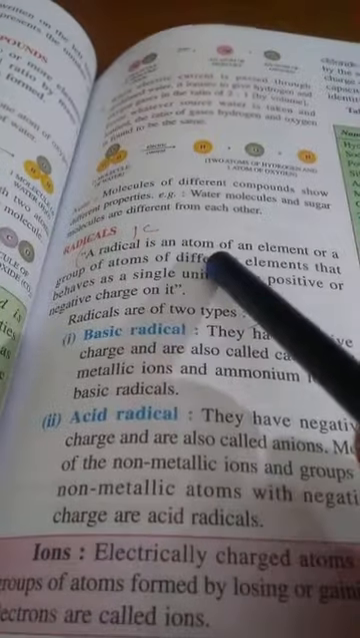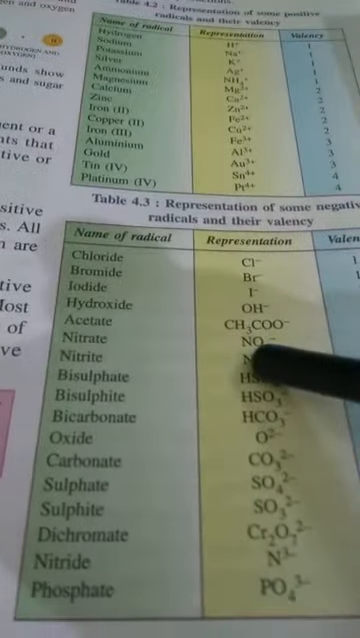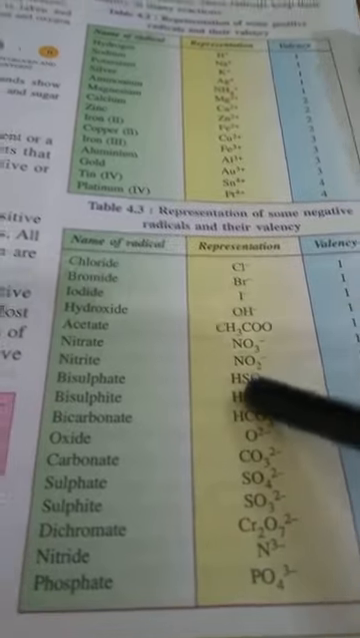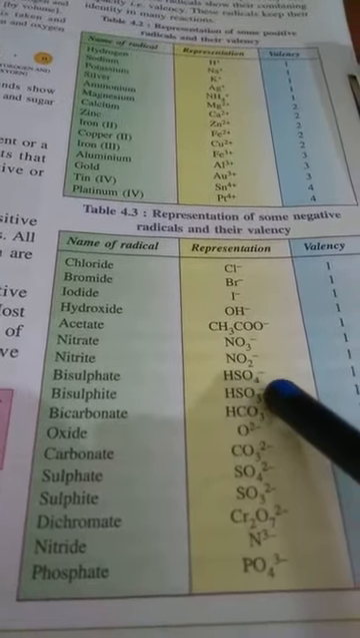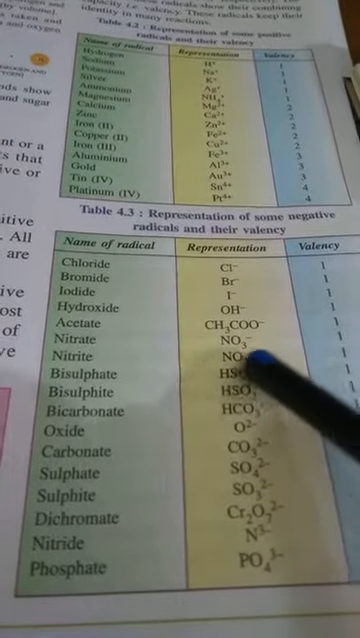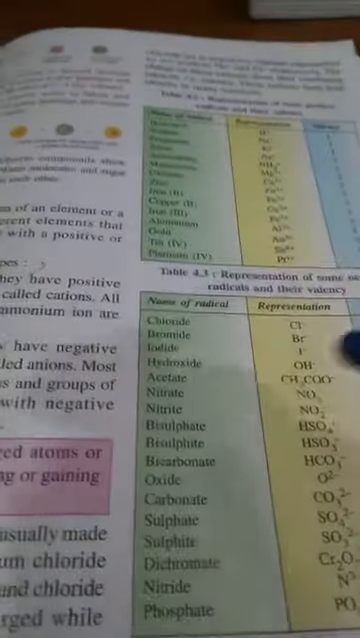A radical is an atom of an element, right? Or it may be a group of atoms of different elements. You can look here: an atom of hydrogen, an atom of sulfur, 4 atoms of oxygen. So it becomes a group of atoms of different elements that act as a single unit with a positive or negative charge on it. So these are called radicals.